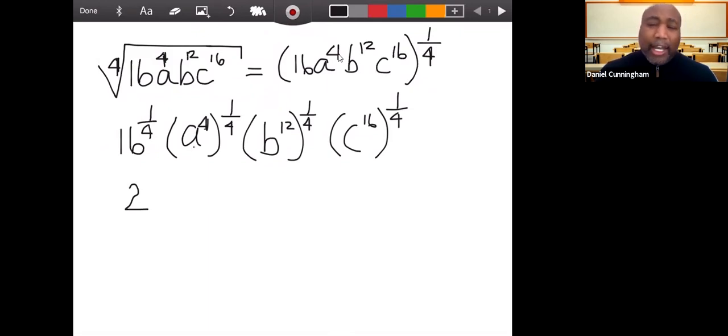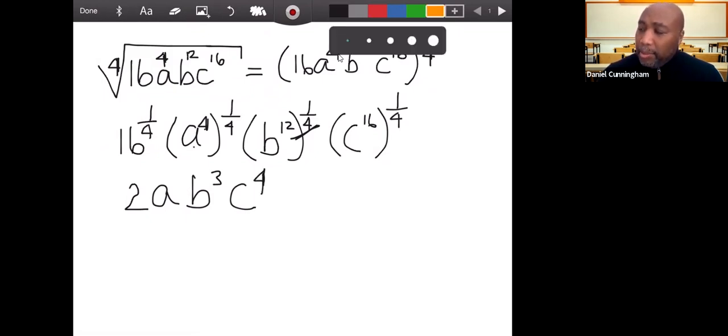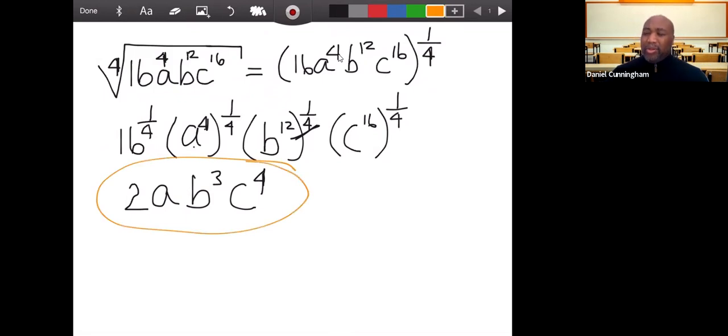A to the 4th times 1/4: since there's a power raised to another power, you multiply 4 and 1/4. So 4 times 1/4 is just A to the first power. Do the same thing here. For B, it'd be 12 divided by 4, which is 3. And C would be 16 times 1/4, or 16 divided by 4, which is 4. And so this would be my final answer: 2ab cubed c to the 4th.